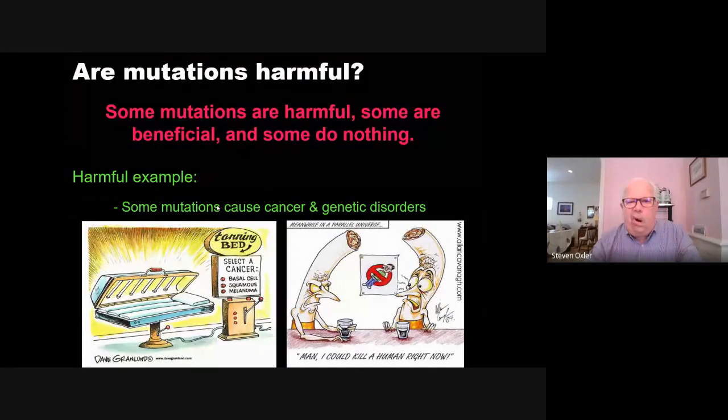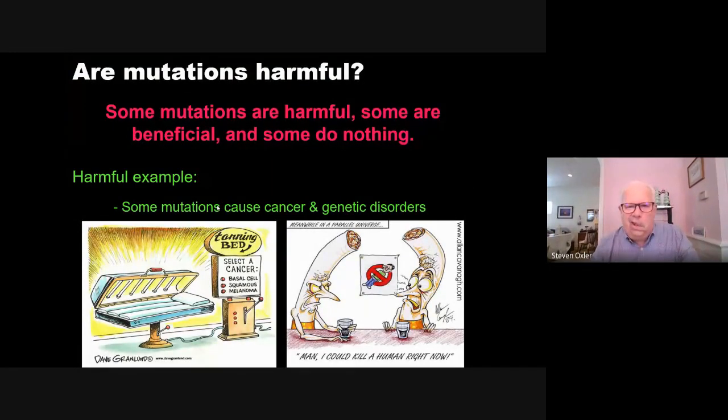Some mutations are harmful. Some do nothing, okay? Some mutations can cause cancer. Why is sunlight or a tanning bed a problem? Because it can cause skin cancer. And these are the 3 skin cancers that it'll cause. When we talk about the skin, we will talk about these cancers, all right? It can also cause lung disease and lung cancer.